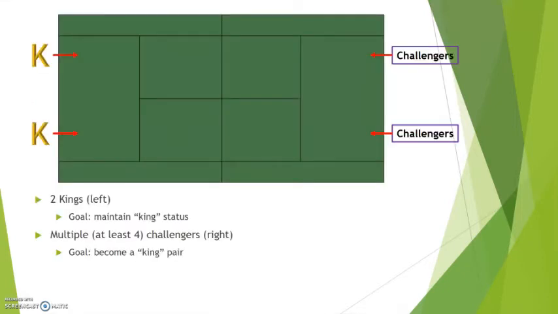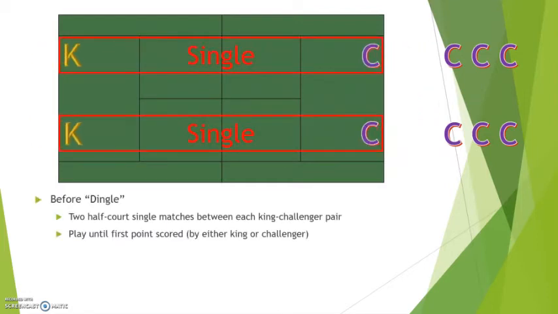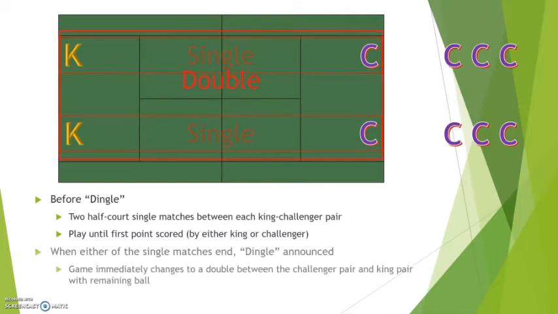The game begins with two kings on one side of the court and multiple challengers on the other side in two evenly sized queues. At the start of each game, a challenger from each of the queues becomes a challenger pair and plays against the king pair while the rest of the challengers in queue wait. The goal of the challengers is to become the new king pair, while that of the kings is to maintain their status. A Dingle game is begun as two half-court singles between each challenger pair. At the first point scored by any of the four players, both single matches end and Dingle is announced. The game immediately switches to a double between the king and challenger pairs.